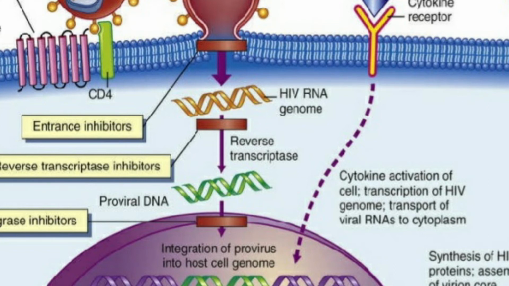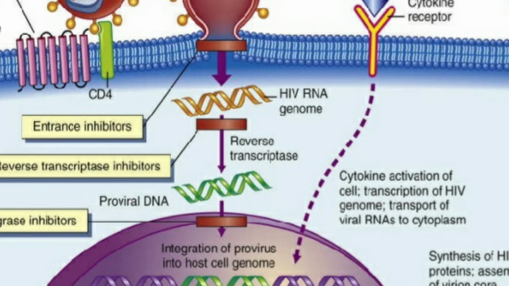Now for this transcription, HIV is equipped with a unique enzyme, that is reverse transcriptase, which is also known as RNA dependent DNA polymerase. So this reverse transcriptase helps the transcription of the RNA to DNA. What does it do? It first synthesizes a complementary strand of the DNA using the viral RNA as a template.